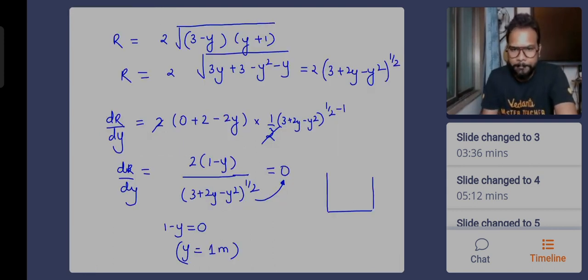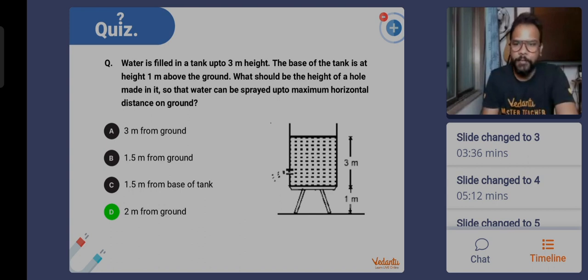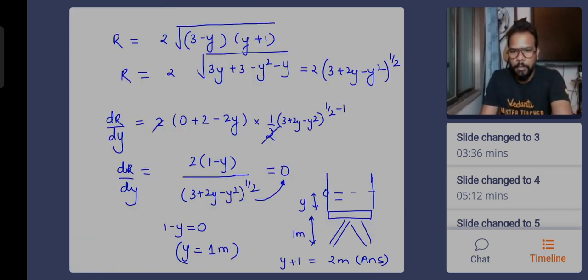So what you're looking for? Okay, so this is 1 meter. This was y. So you can say that y plus 1, that is 2 meters, is your answer from the ground, from the base of the ground. Okay, everyone. So this is what the correct answer is.